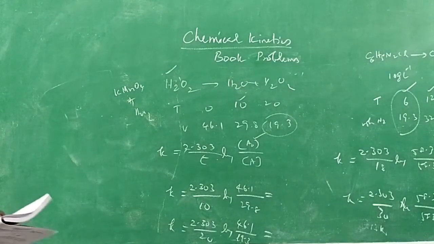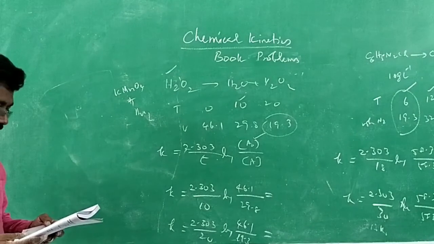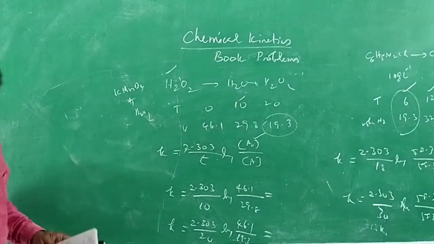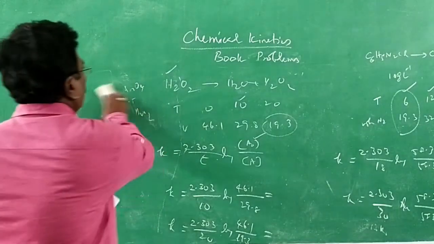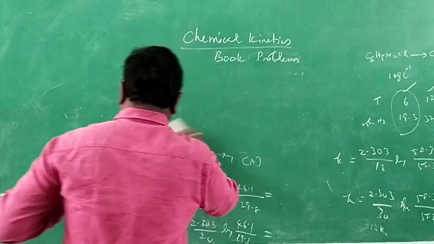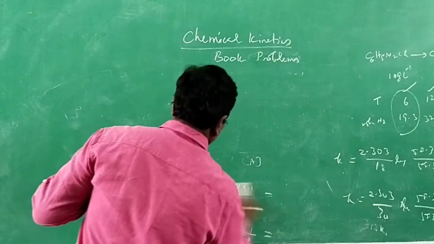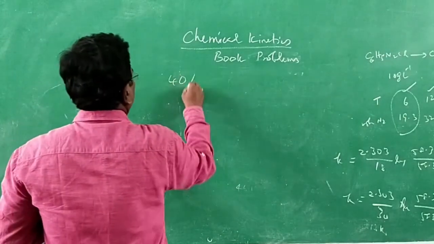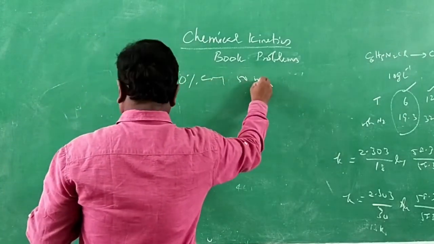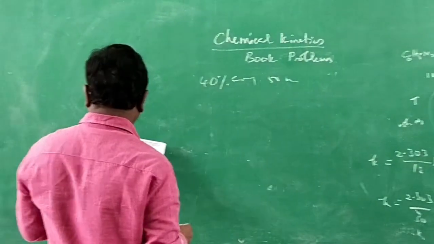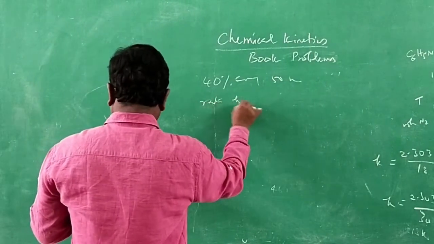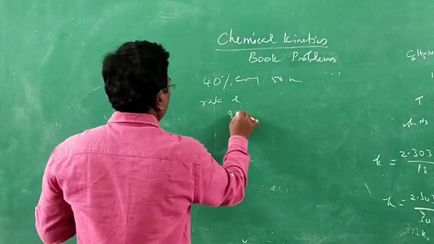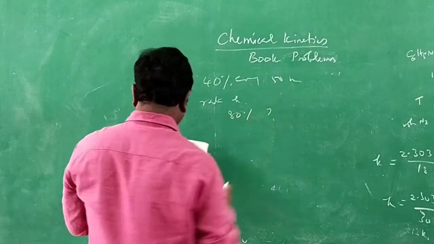Last sum, very last sum. A first order reaction is 40% completed in 50 minutes. Calculate the value of rate constant. That we can calculate very easily. At what time will 80% be completed? That is the question.